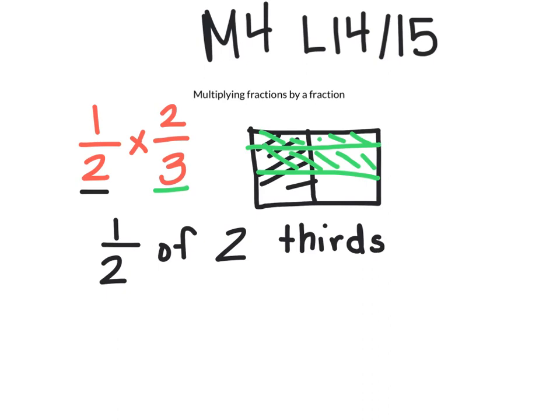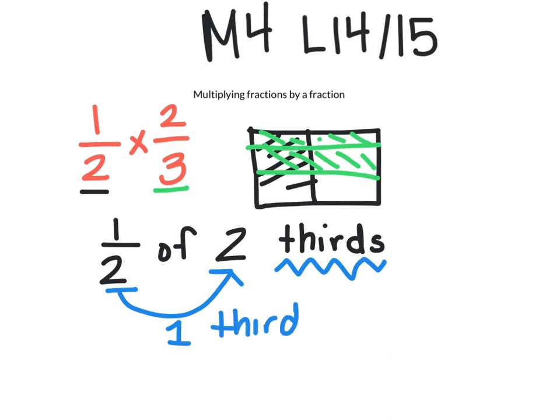Well, if I know 1/2 of 2, then I know 1/2 of 2/3, because thirds is just the unit of 2, just like 2 pineapples or 2 centimeters or 2 tens. So if I know 1/2 of 2 is 1, I know 1/2 of 2/3 is 1/3. All we're doing is adding the unit.